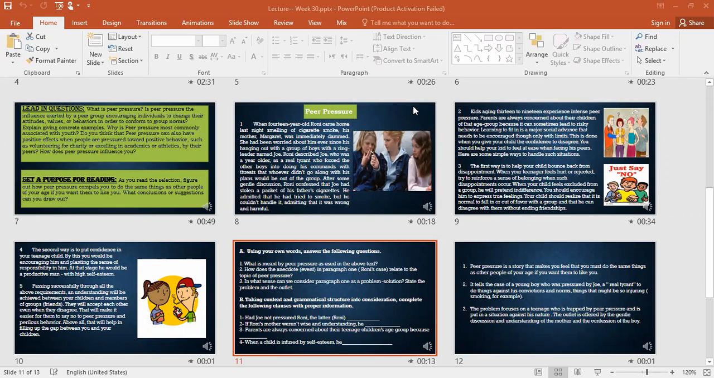The second question, how does the anecdote in paragraph one, Roni's case, relate to the topic of peer pressure? Yes, Sidian. He was forced by his friend to smoke. Yes, but how was this related to peer pressure? How did we relate this story to peer pressure?